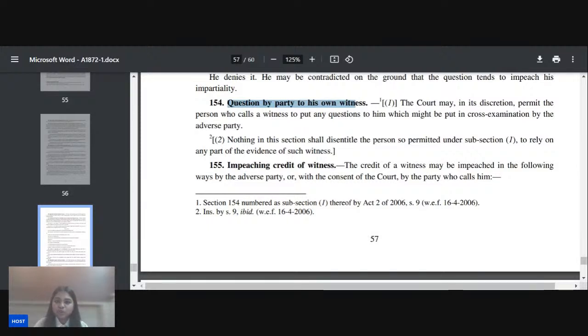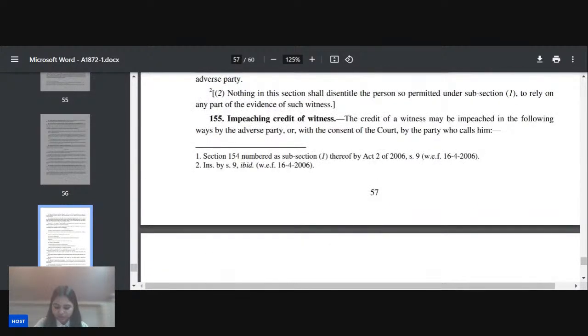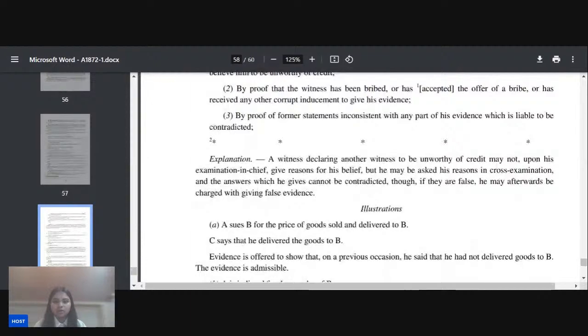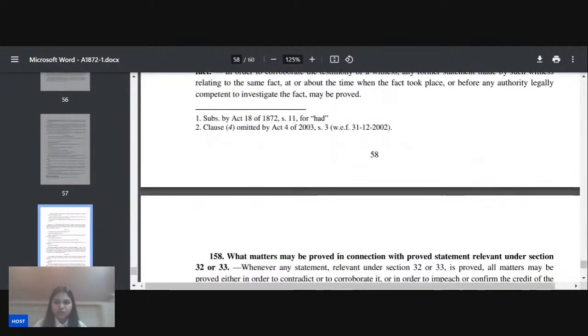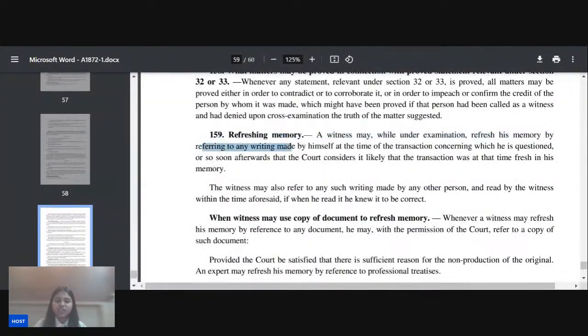So the court will, in its discretion, permit the person who calls a witness to put questions to him, which might be put in cross examination during this time, right? 155 is impeaching the credit. Coming to 159, which is refreshing memory.